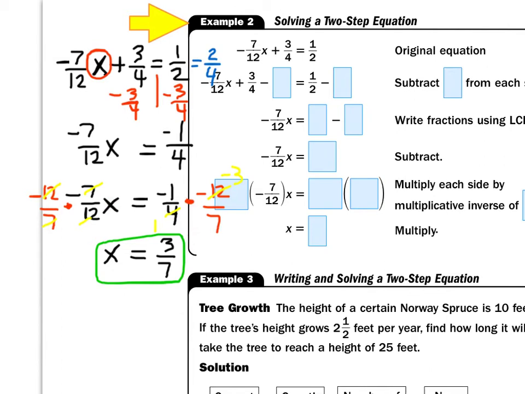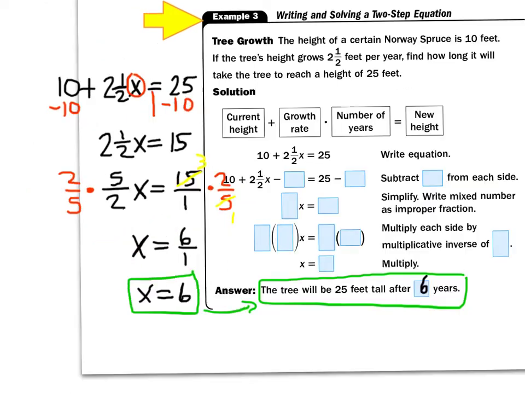Okay, over by the x, everything cancels and we get that giant invisible 1x. Bring down the equal sign. Over here, look at the 4 and the 12. The greatest common factor is 4, so I simplified. 4 divided by 4 gives me 1. -12 divided by 4 gives me -3. So negative 1 times negative 3 gave me positive 3 in the numerator, and 1 times 7 gives me 7 in the denominator. So x equals 3/7. Okay, take a look at example 3.